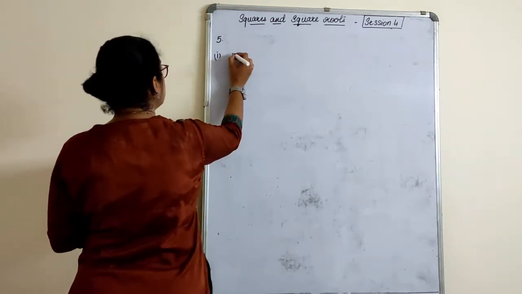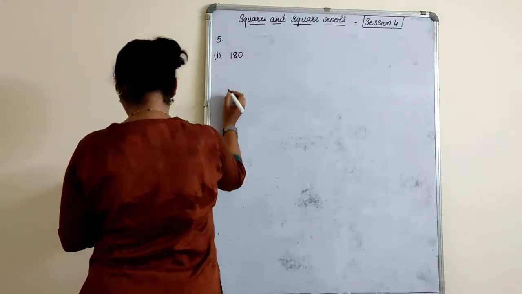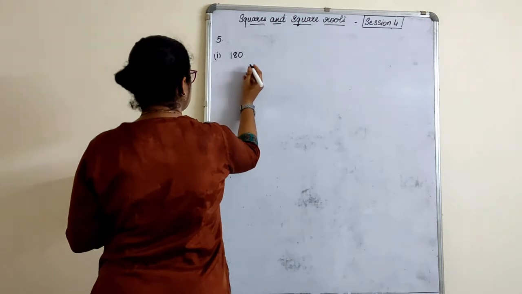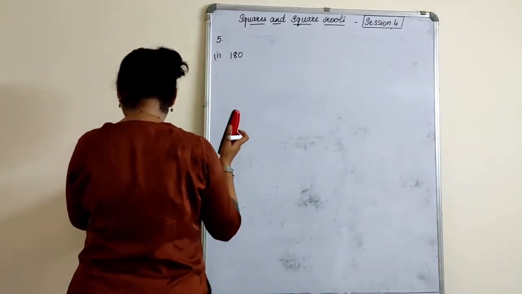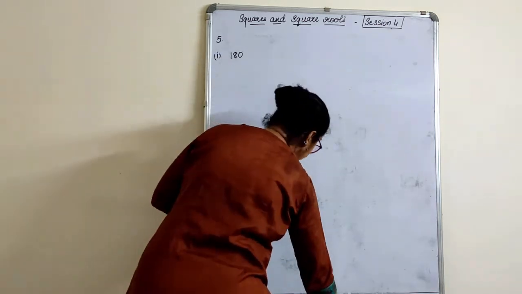So the next is 180. Now 180 also will do the same thing. Okay, I will do one thing, children. I will not do 180. The remaining ones you can take as homework.